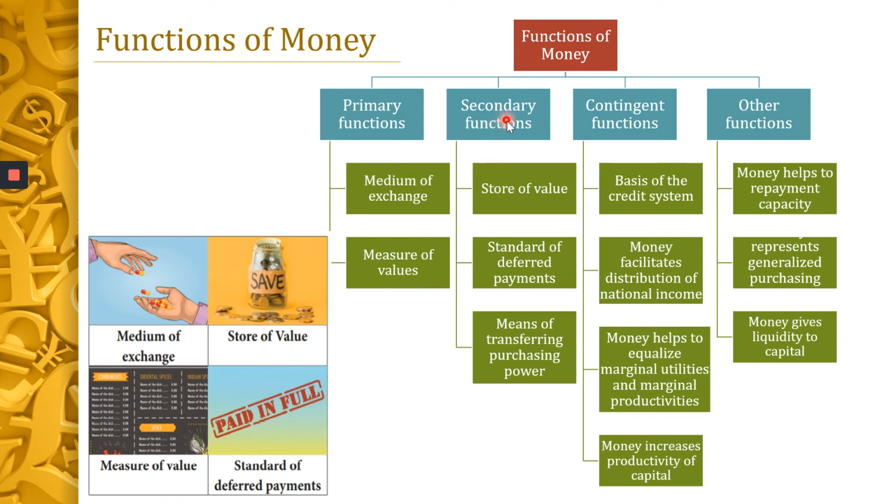Let's go on to the secondary functions. Look at this picture. Here money is used as a medium of exchange. Whenever you go to a shop, you find the price board there. Each product is measured in terms of money. So money acts as a measure of value. Secondary functions: you have a picture here, store of value. The next one is standard of deferred payment. The last one is means of transferring purchasing power. So let's go on to the secondary functions.